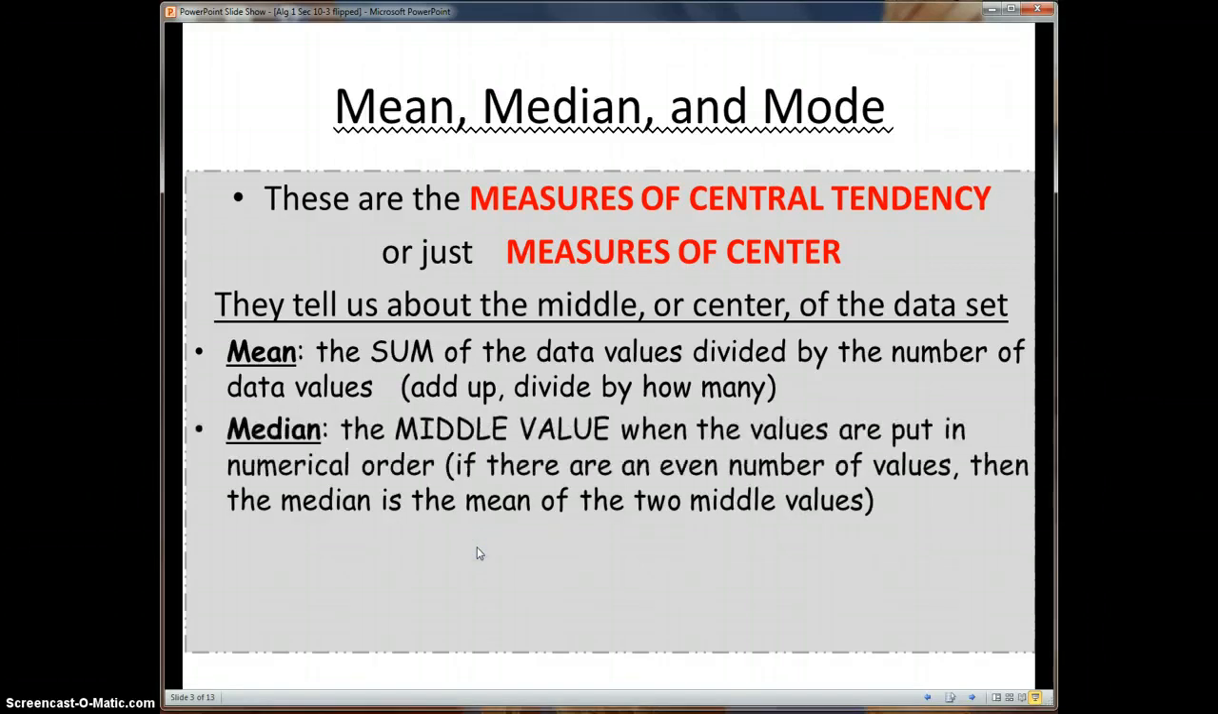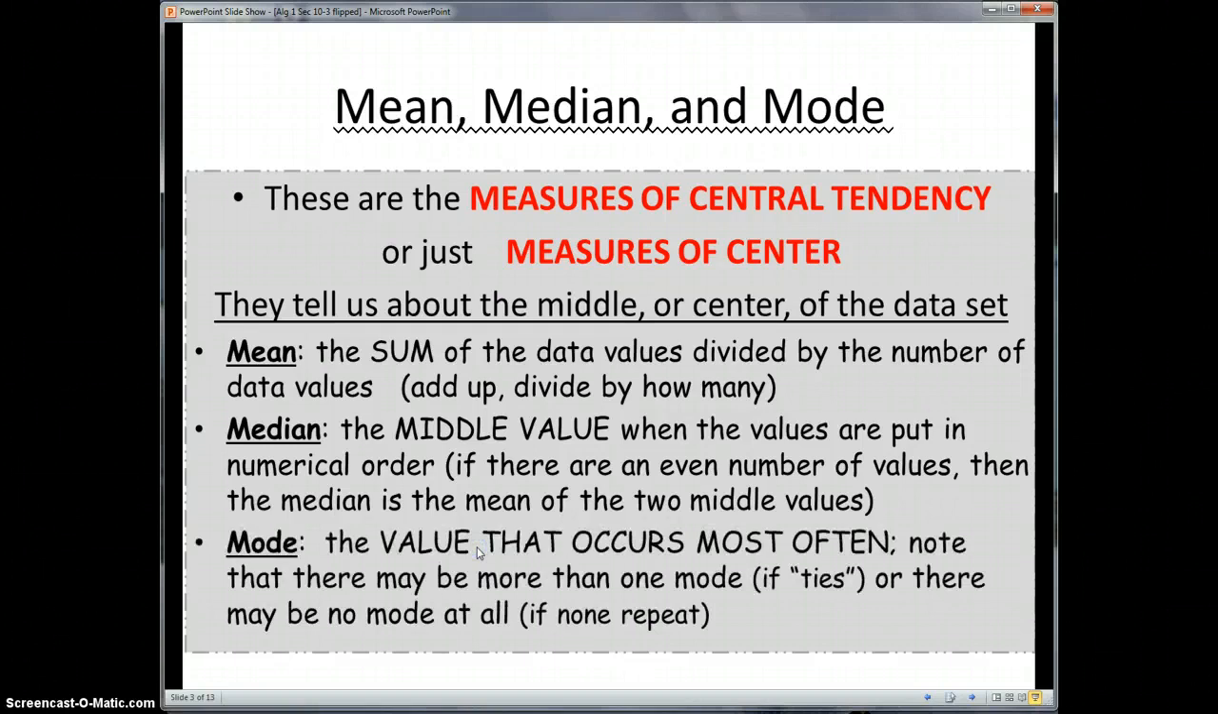To find the median, you get the data in order, and then you find the middle value. Now, if there are an even number of data items, when you get them in order, there's not a single item that's the middle one. There will be a middle two. So to find the median, you find the mean or the average of those middle two values. And then the mode is the value that occurs most often. Note that there could be more than one mode if there are ties, or there might not be any mode at all if none of them repeat.